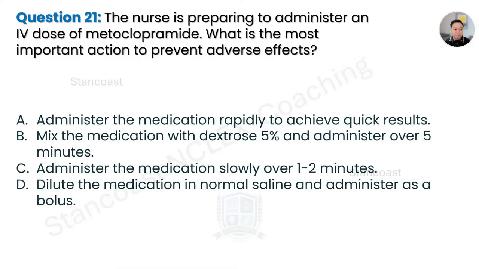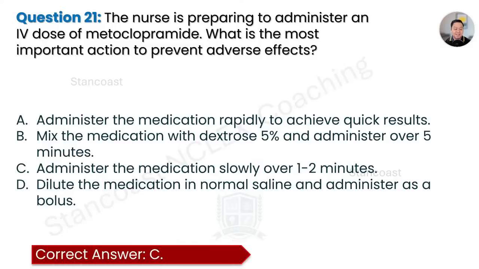Let's have number 21. The nurse is preparing to administer an IV dose of metoclopramide. What is the most important action to prevent adverse effect? A, administer the medication rapidly to achieve quick results. B, mix the medication with dextrose 5% and administer over 5 minutes. C, administer the medication slowly over 1 to 2 minutes. And D, dilute the medication in normal saline and administer as a bolus.